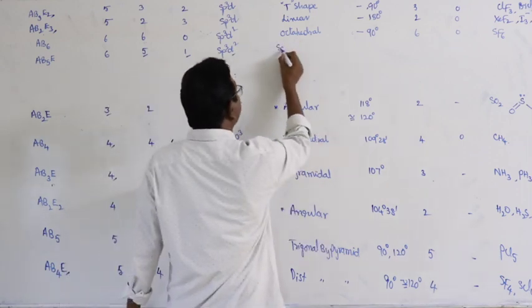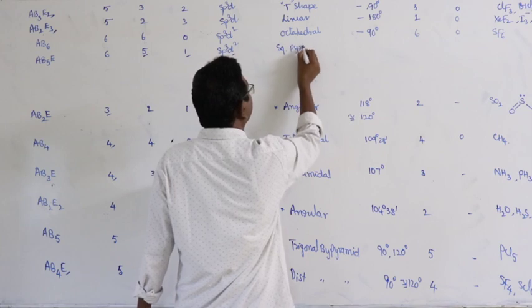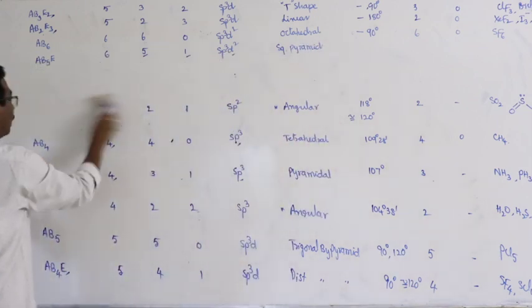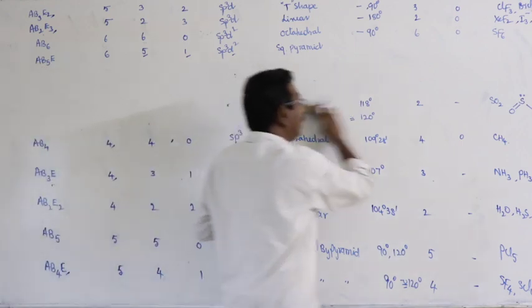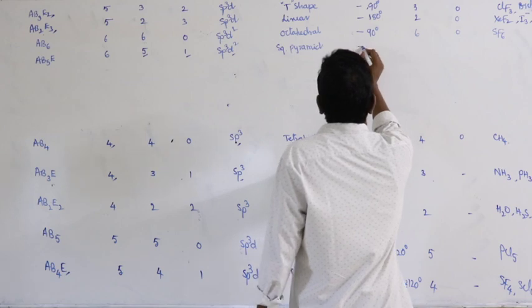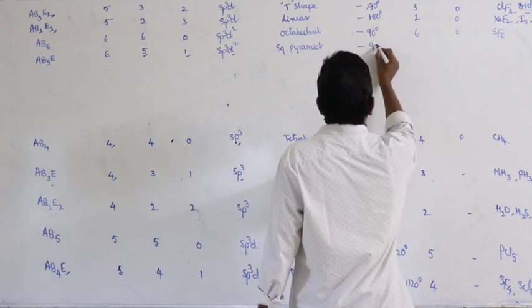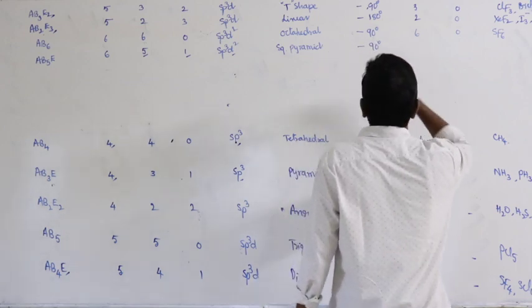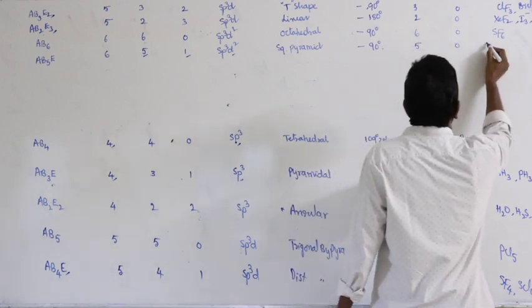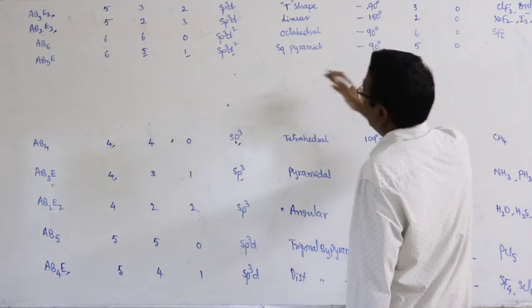Octahedral, but that is not correct. The shape is square pyramid. What is square pyramid? After giving the example, I will give the structure. Here, square pyramid: bond angles 90 degrees and 120 degrees, and here 5, 0.